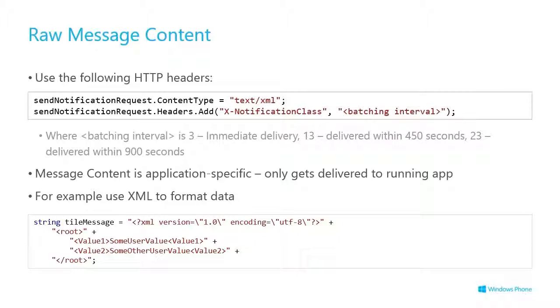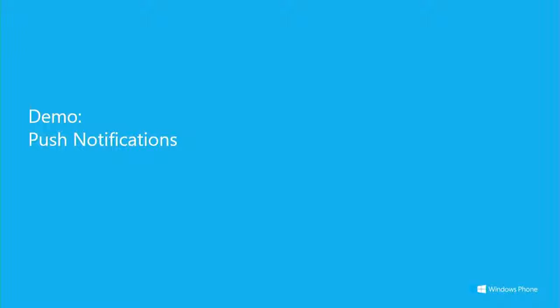In this case, delivered within 450 seconds. And then if you set immediate delivery, and then the batching intervals for immediate, or then delivered within 450 or delivered within 900 is the batching that you choose from. So obviously you could send a little bit more or a lot more.